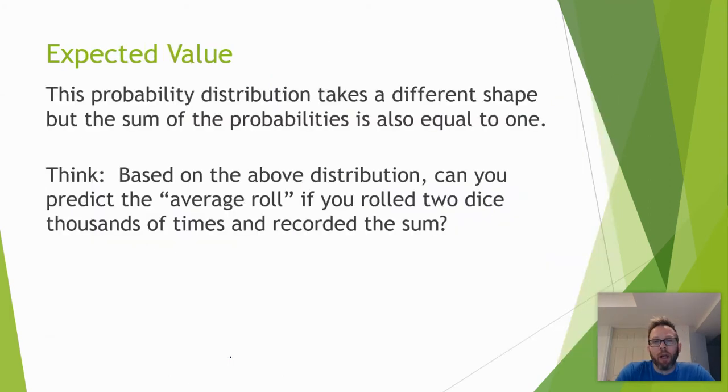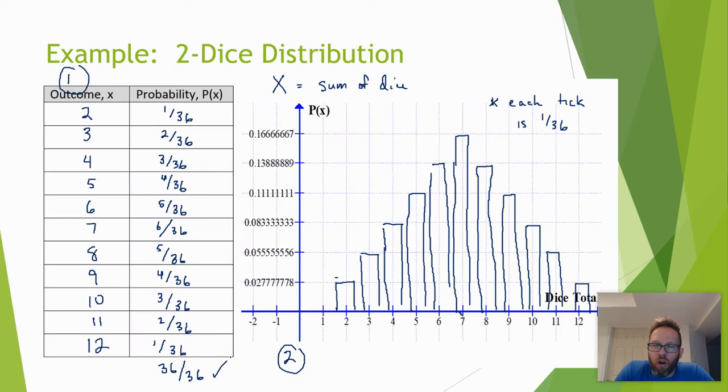But now I want to take this further. Go back to that distribution on 2 dice. Can you predict what the average roll would be if you rolled 2 dice? Let's say you rolled it thousands of times and recorded the sum. What would you expect to get on average if you averaged all those totals? So take a moment, think about that. You can use the table, you can use the graph. What do you think the average roll would be?